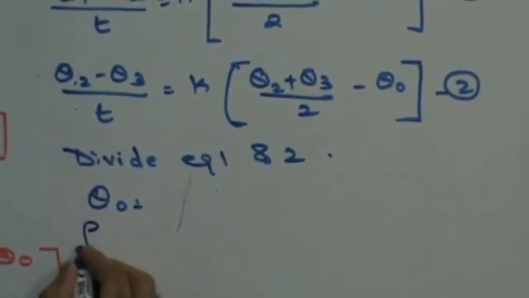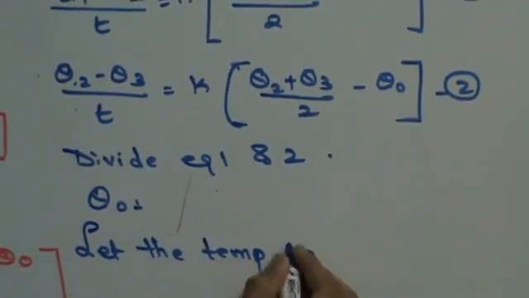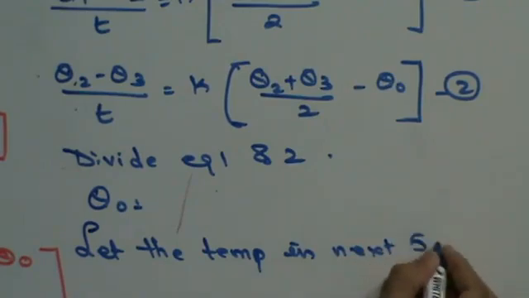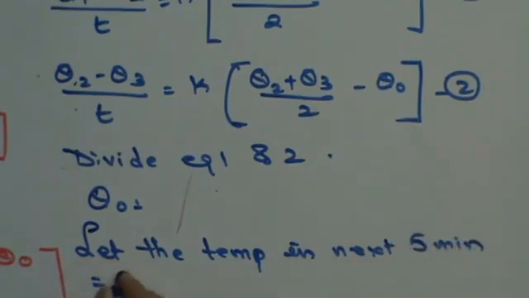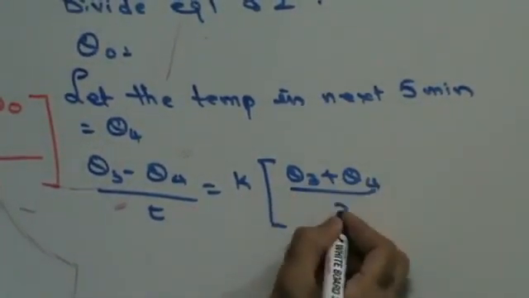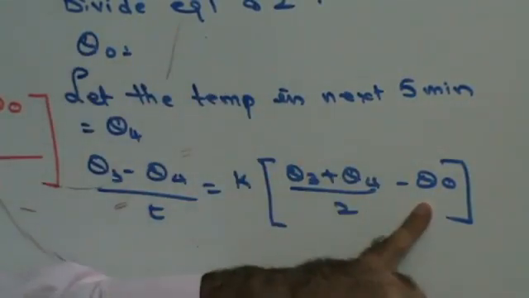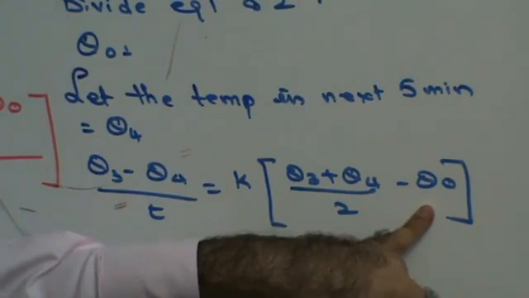Let the temperature in the next 5 minutes be equal to theta 4. So that means it is going to cool from theta 3 to theta 4. So (theta 3 minus theta 4) upon T should be equal to K times ((theta 3 plus theta 4) upon 2 minus theta 0). So you should be able to get the value of theta 4, because by now you would have got the value of theta 0, and you also need to know the value of K.